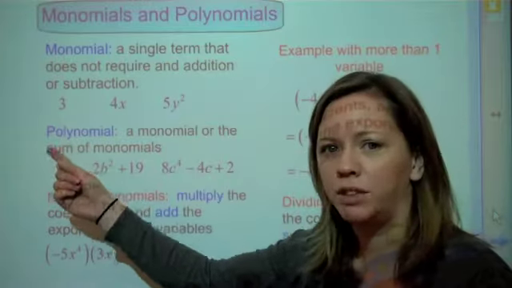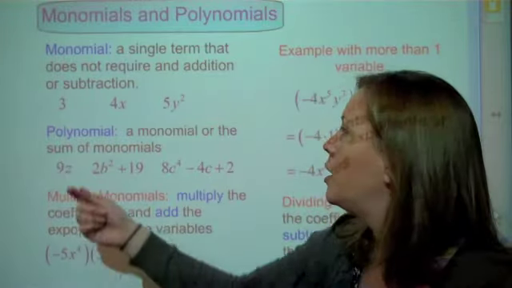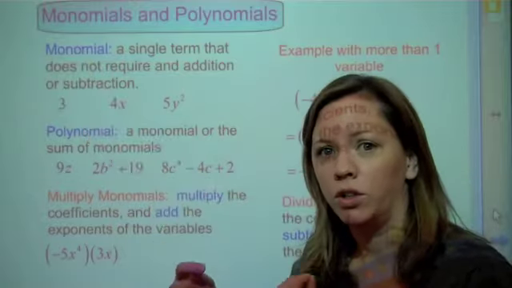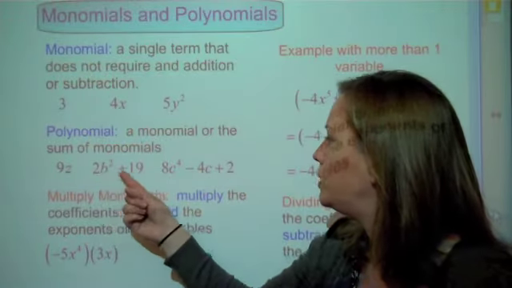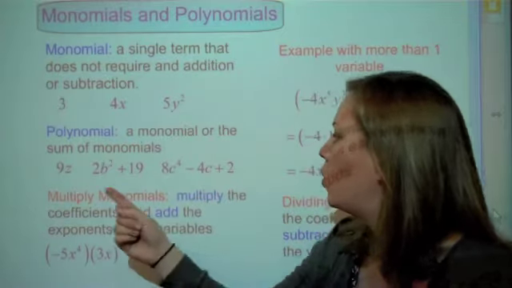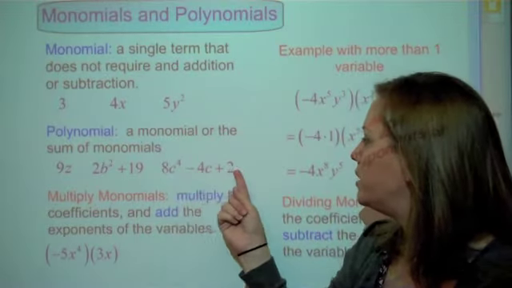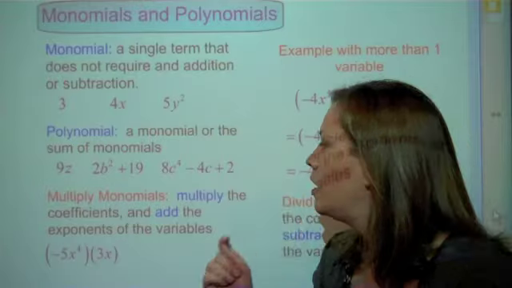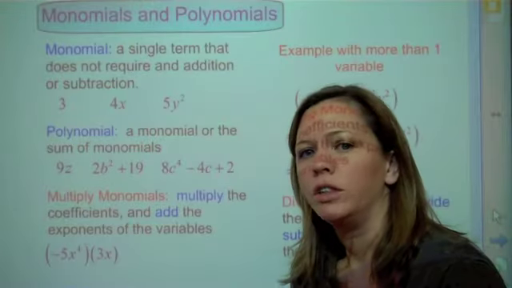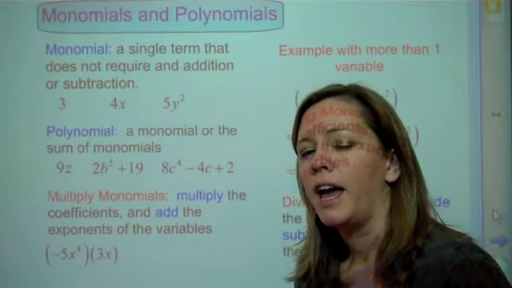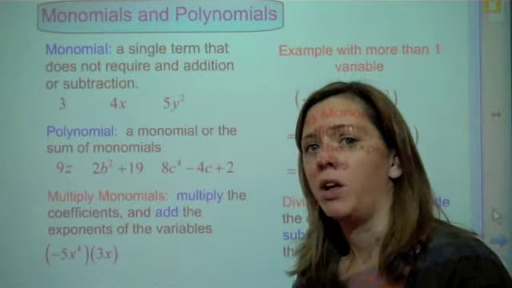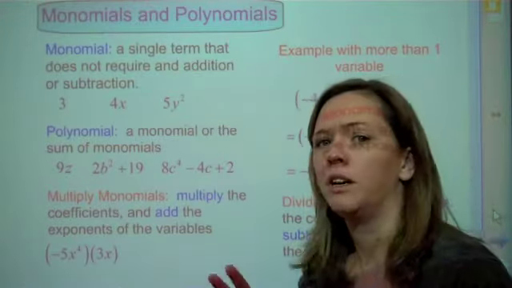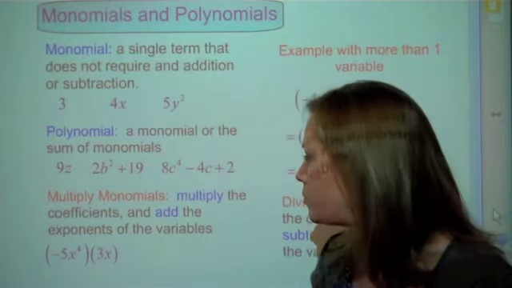Poly, remember, means many, so most of the time these have many terms. Mono means one, so one term. So another example of a polynomial would be 2b squared plus 19. Or maybe you have 8c to the 4th minus 4c plus 2. Now, a few things that you're going to have to do are to multiply, divide, add, and subtract all of these monomials and polynomials. So today we're going to focus on multiplying and dividing them.